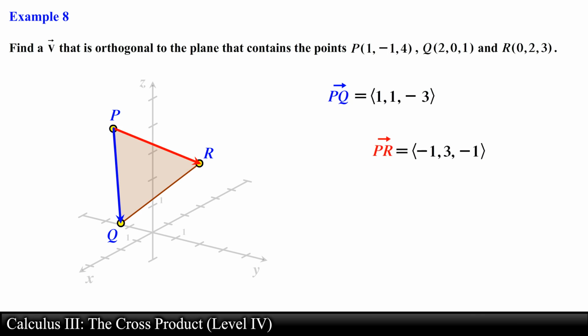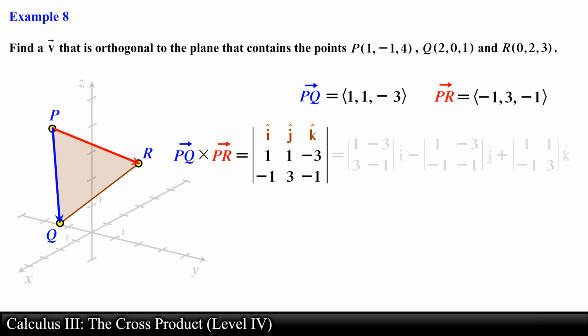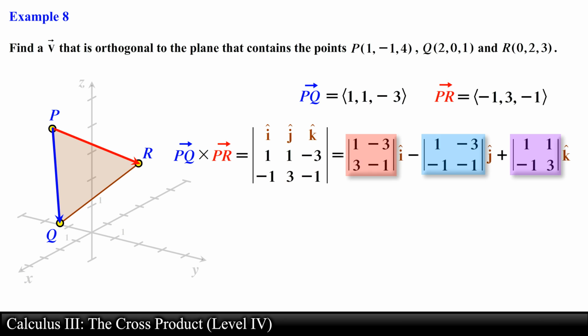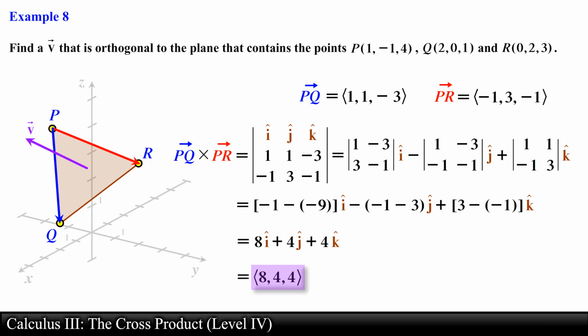Now that we have our 2 vectors, it is just a matter of taking the cross product between them. So we use the component definition of the cross product and set up our determinant. Then we find the minor for each component as follows. From here, we find the determinant of each 2x2 matrix. Lastly, we simplify each component, obtaining a vector with components equal to 8, 4, and 4.